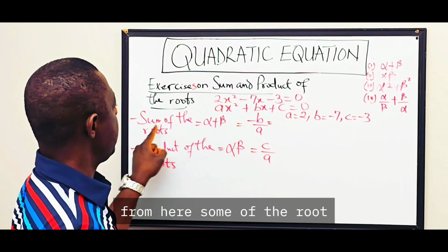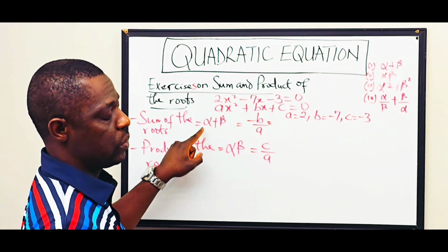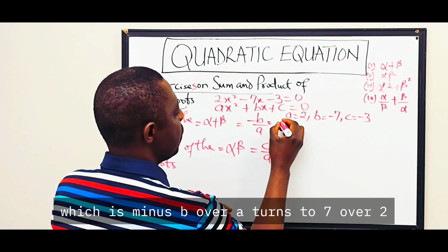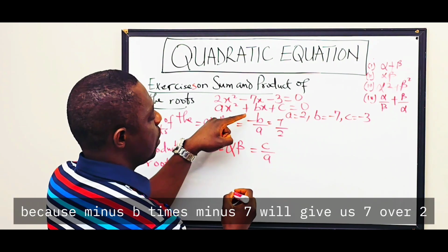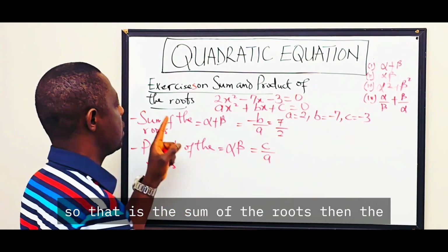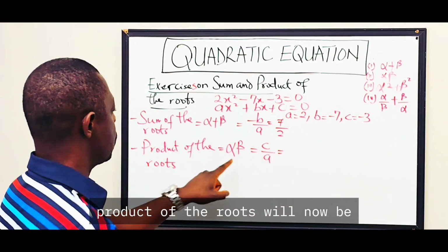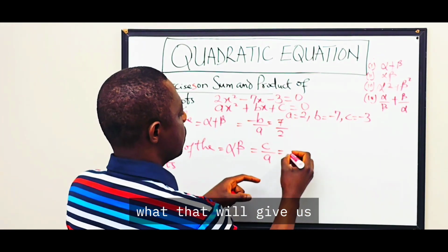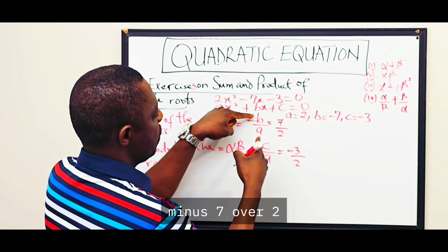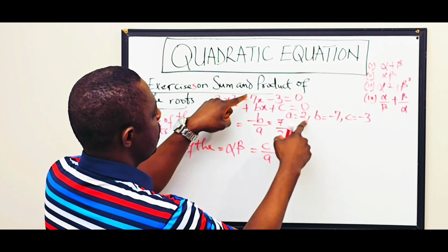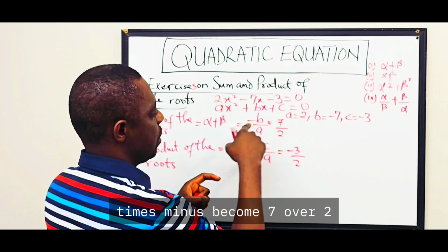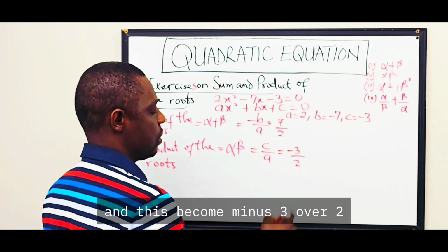So from here, the sum of the roots, which is alpha plus beta, which is minus b over a, turns to 7 over 2, because minus b, which is minus times minus 7, will give us 7 over 2. Then the product of the roots will be minus 3 divided by 2, because there's no minus here. That becomes minus 3 over 2.